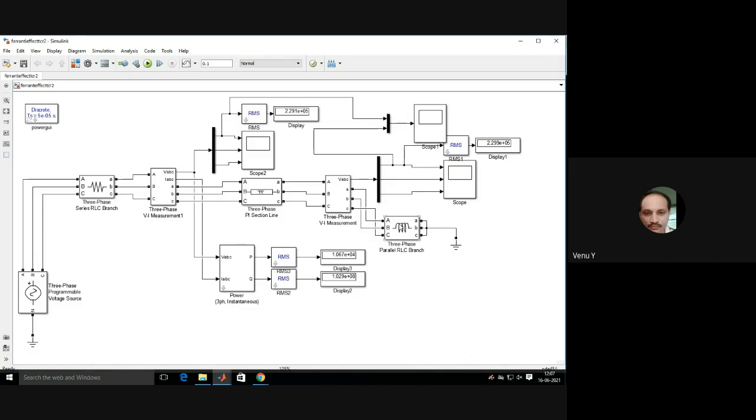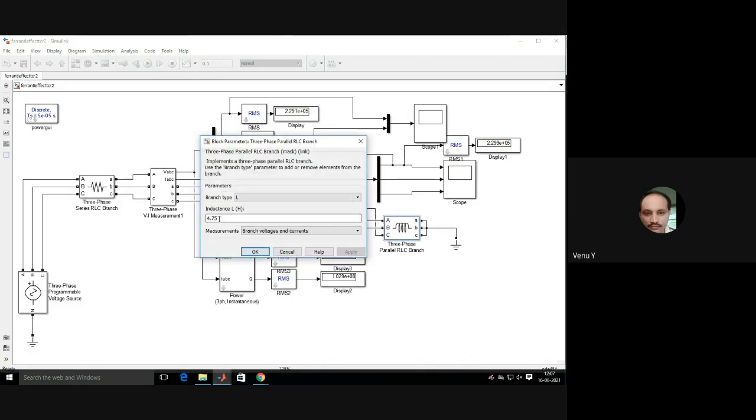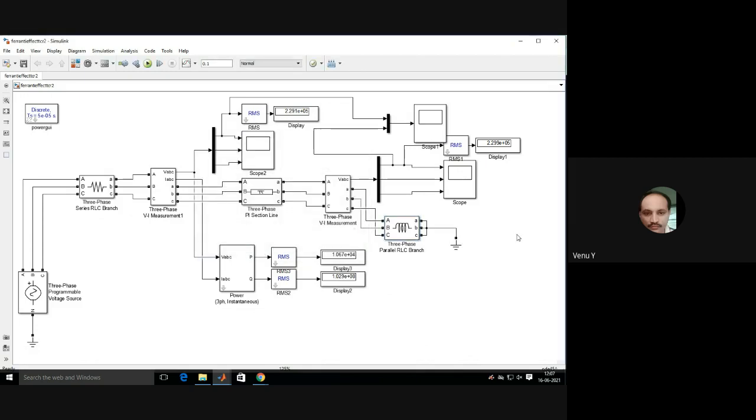So in this, in addition to the previous example, we have used an inductance of 4.75. You are not getting the exact value with the design values, so from the design values, once again you need to check it out to get the desired results. Now you can simulate this one. You'll get 229, 229. A small deviation is there at the receiving end.